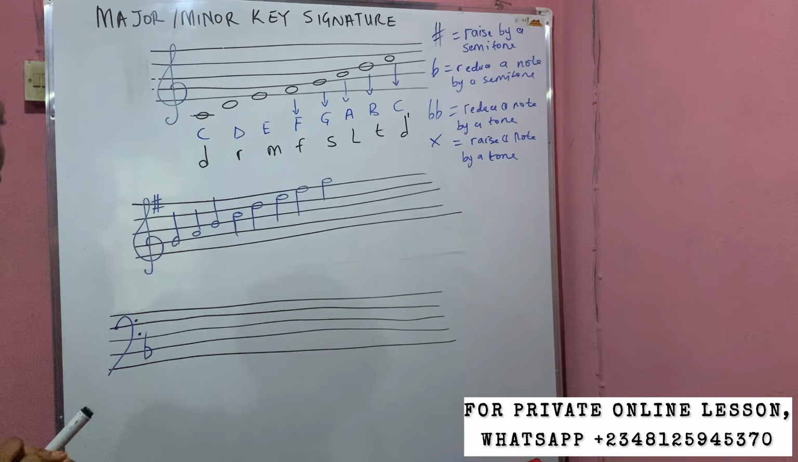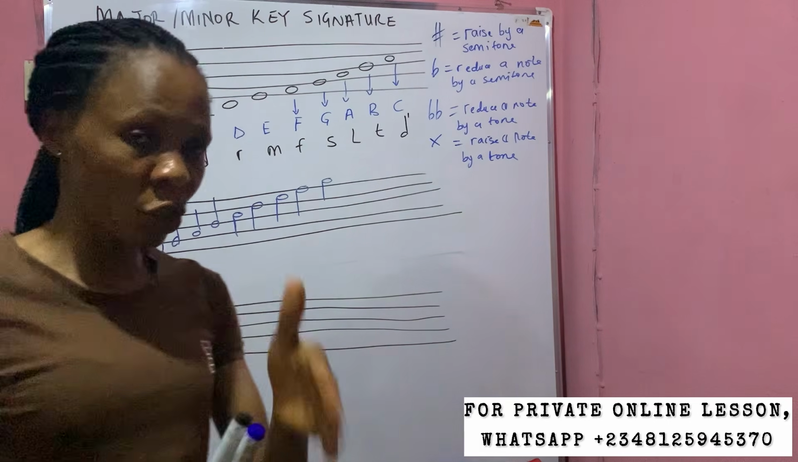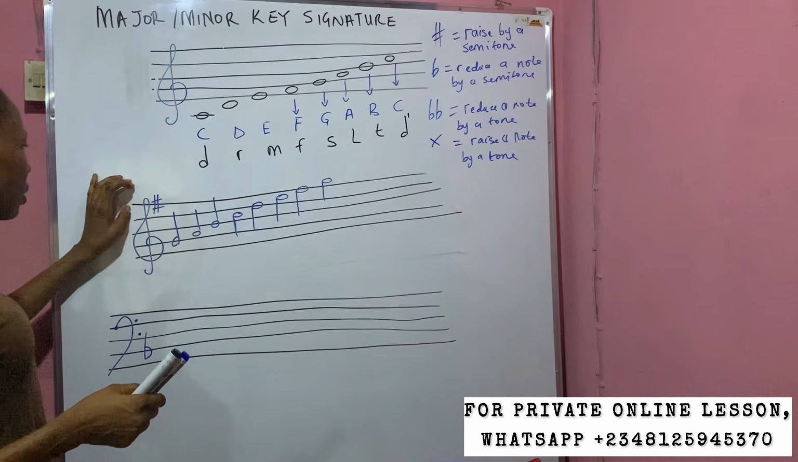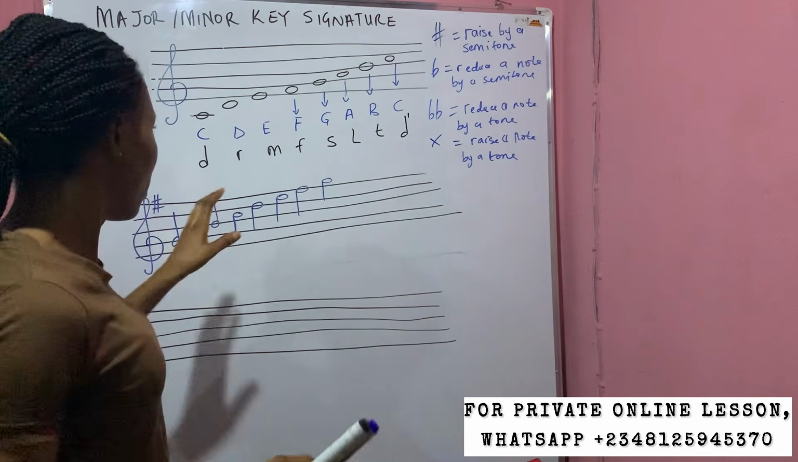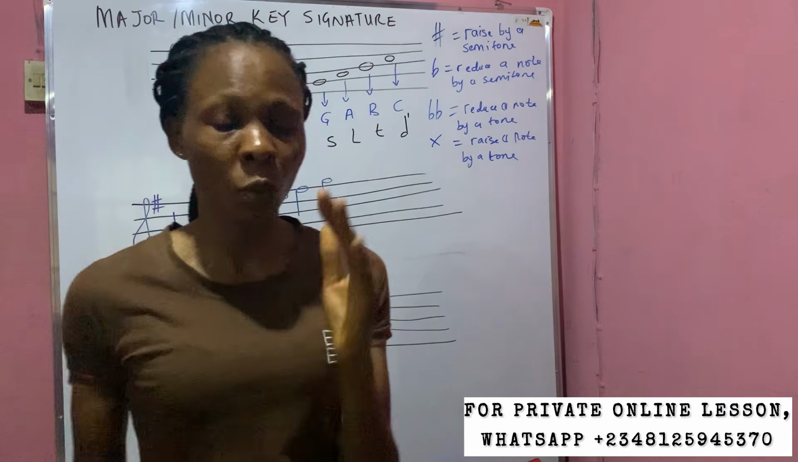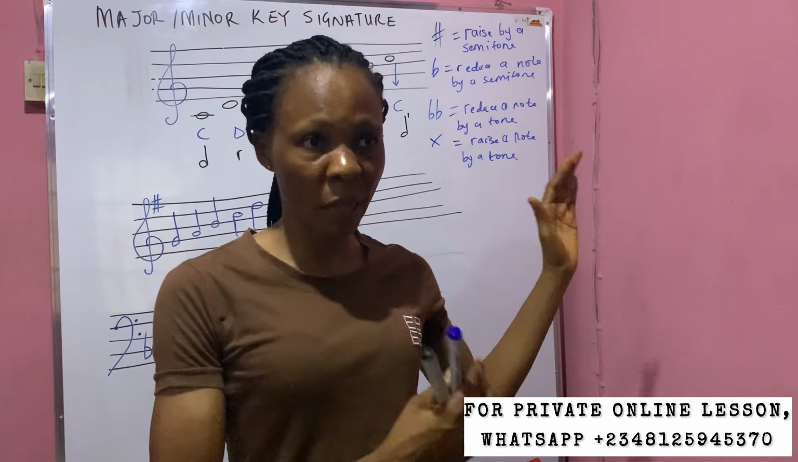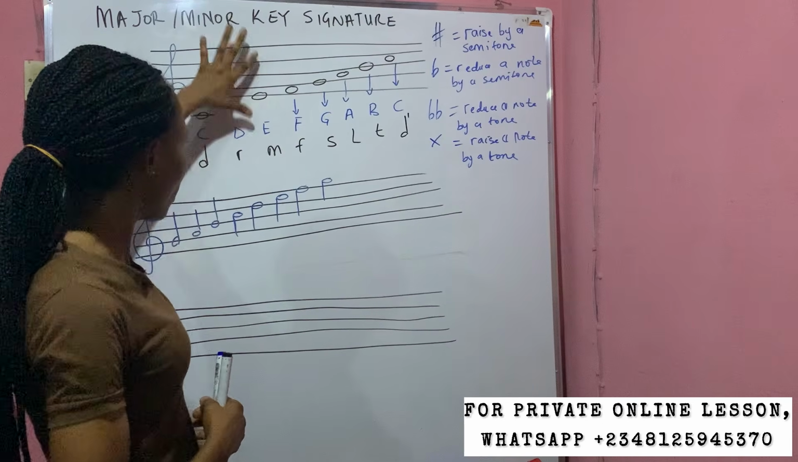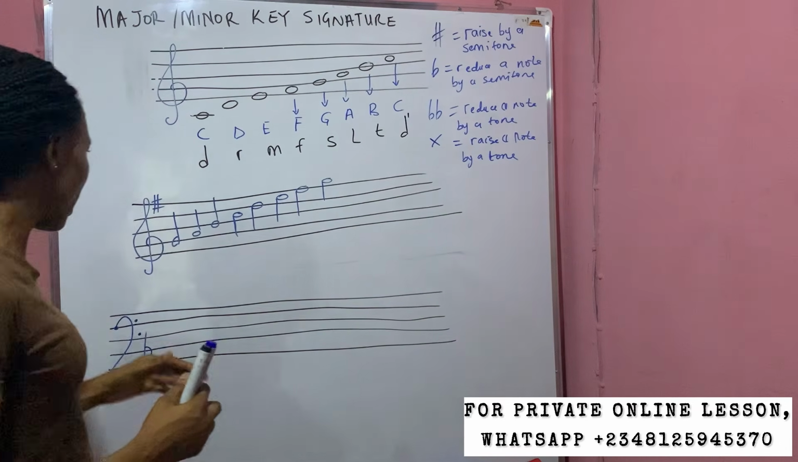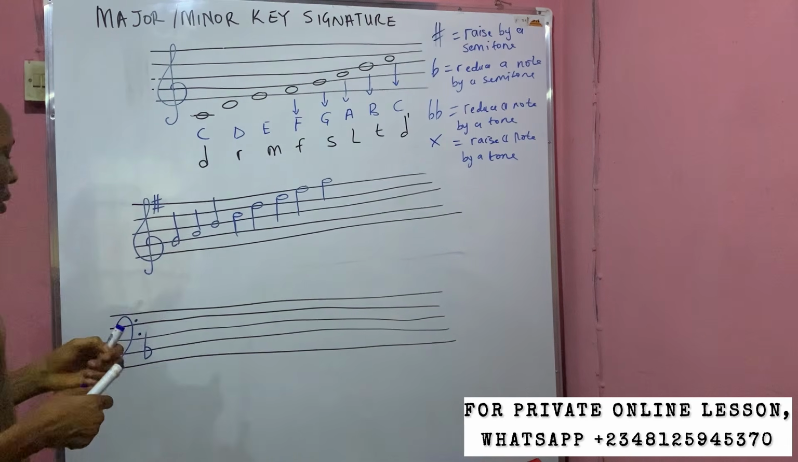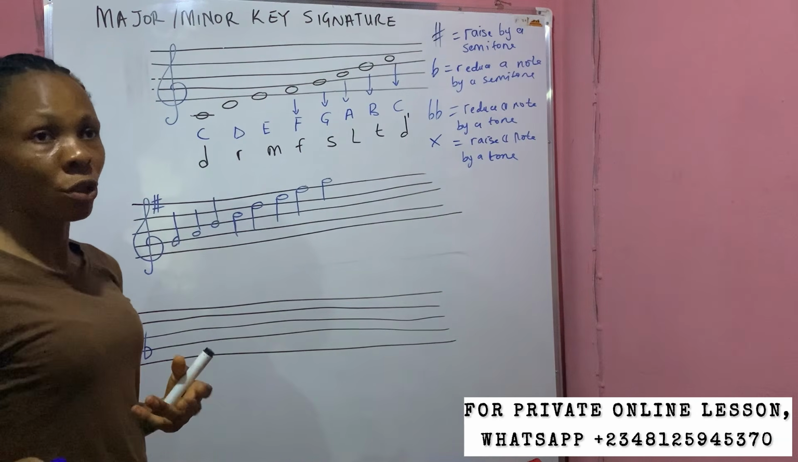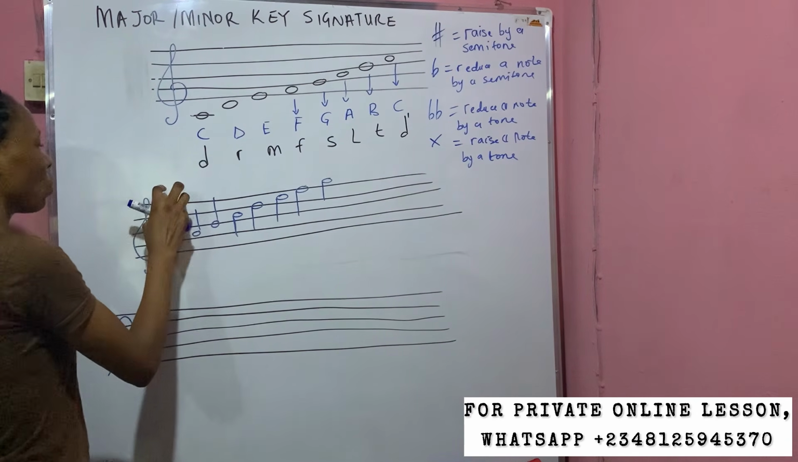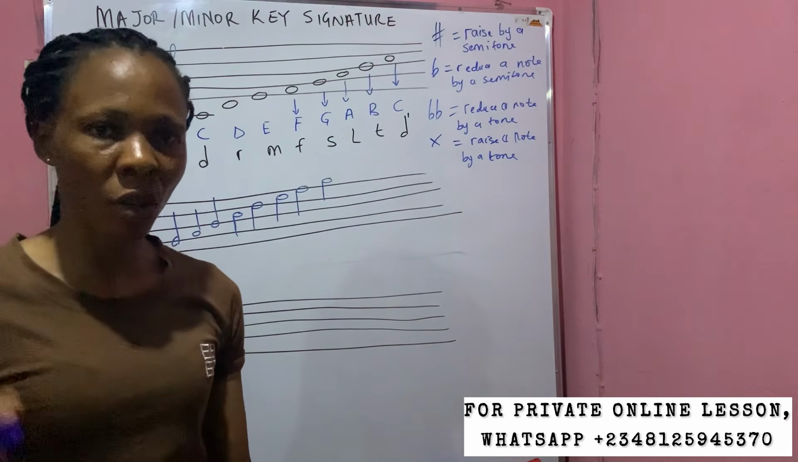Now this is the key of G major. How do you know it's G? Because one sharp is placed here. This one sharp represents two key signatures, one major and one minor. I'm trying to explain the major, then I'll move into the minor. Now this is G. How do you know it's G? Because G has one sharp and the sharp is placed on F.